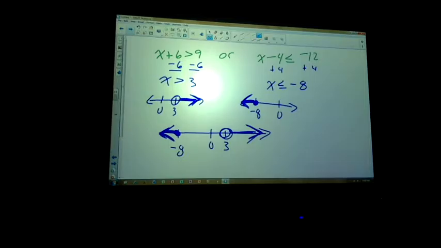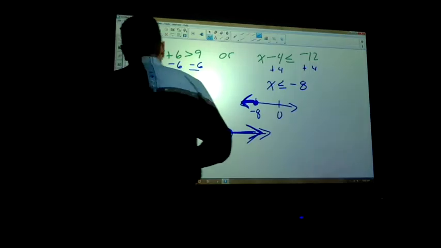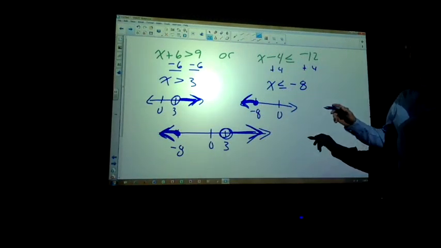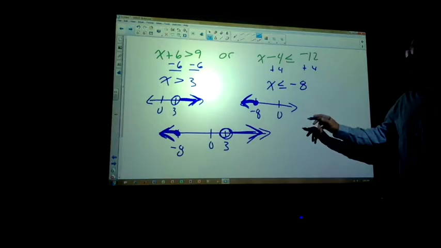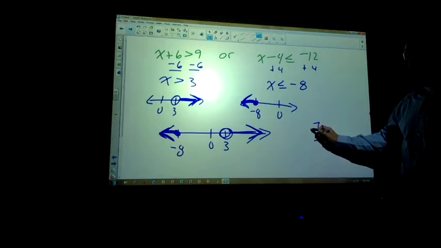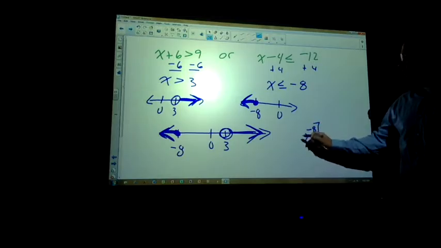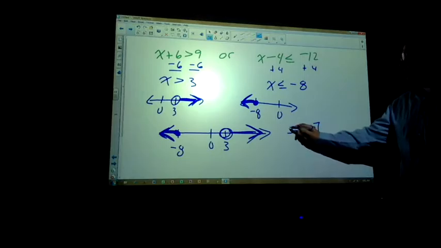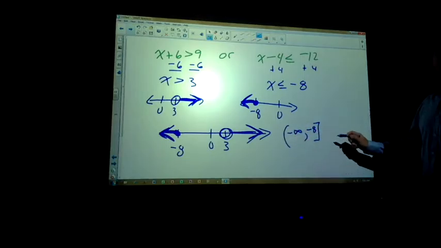We have to put the word or because we couldn't figure out how to put them together in the first place. All right. So our thing, I know I'm going to have -8 here. Where was it coming from? Negative infinity, rounded bracket.